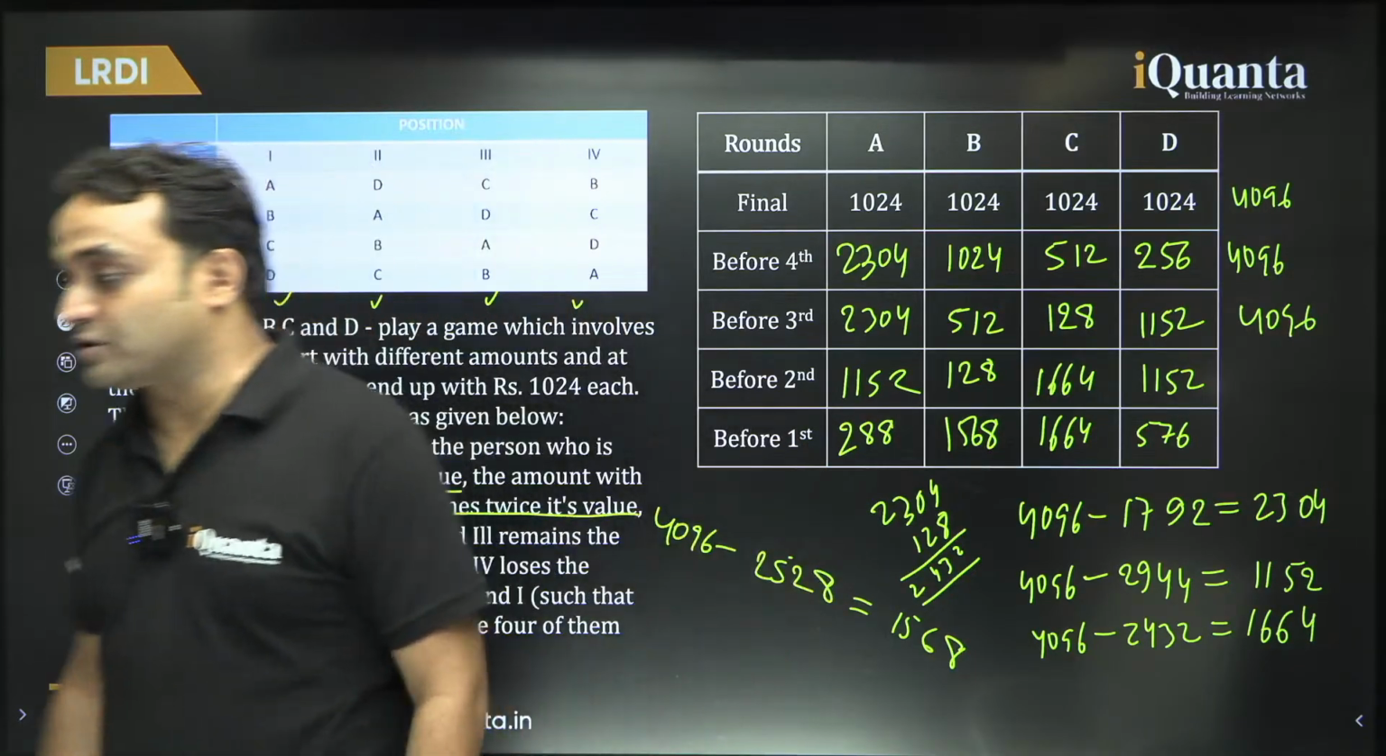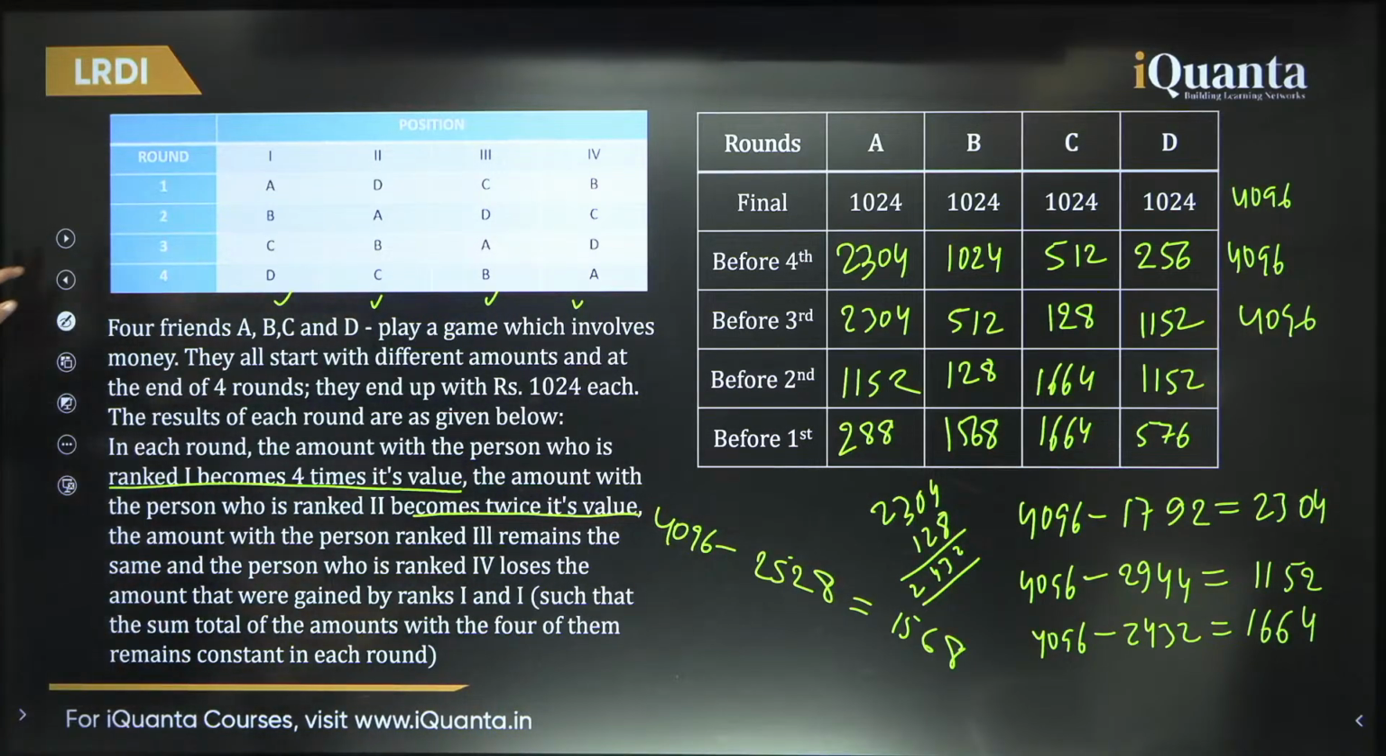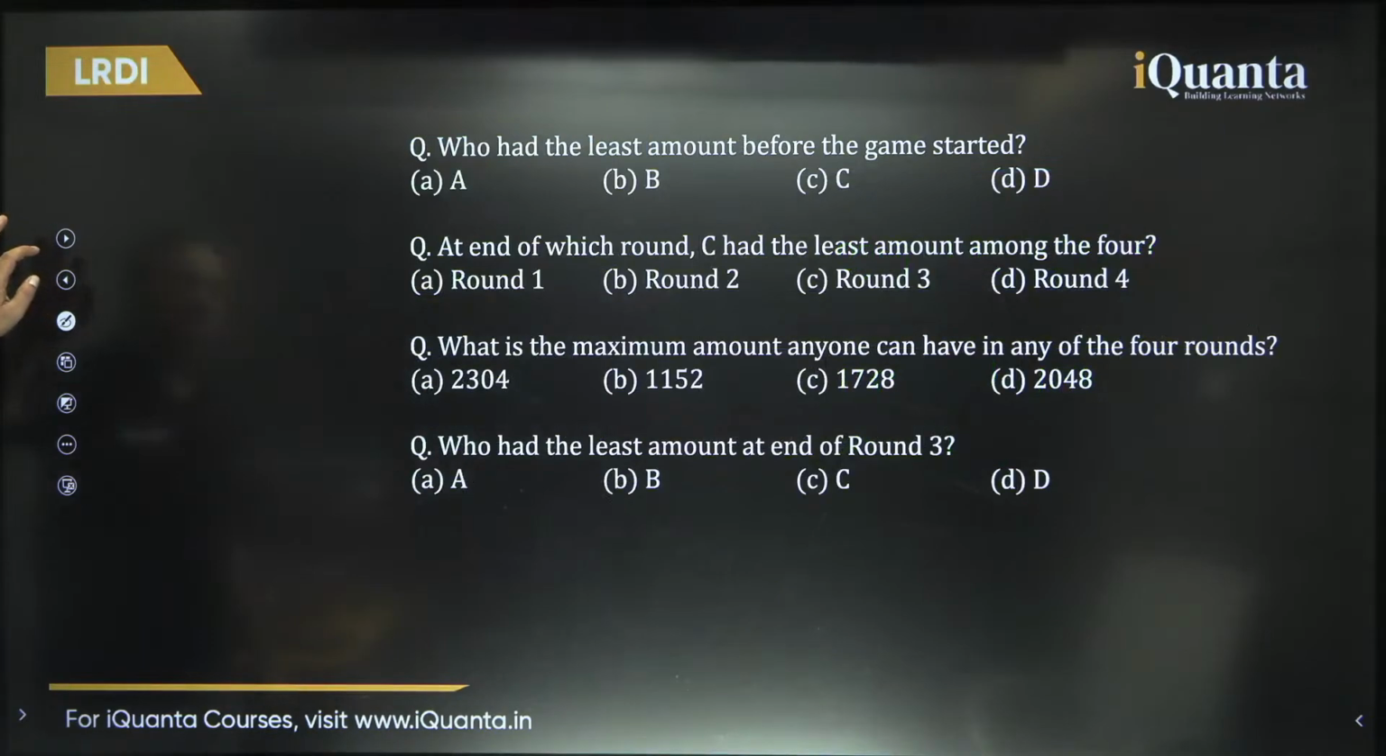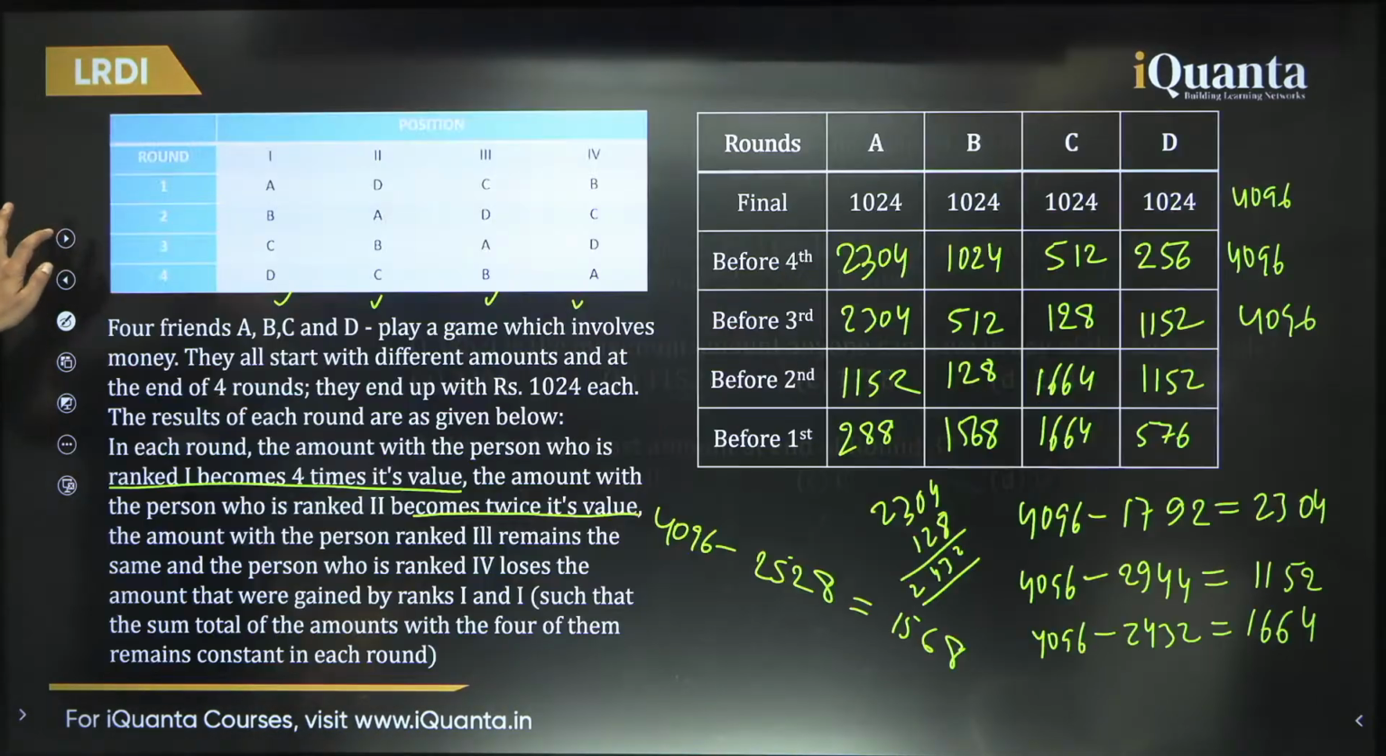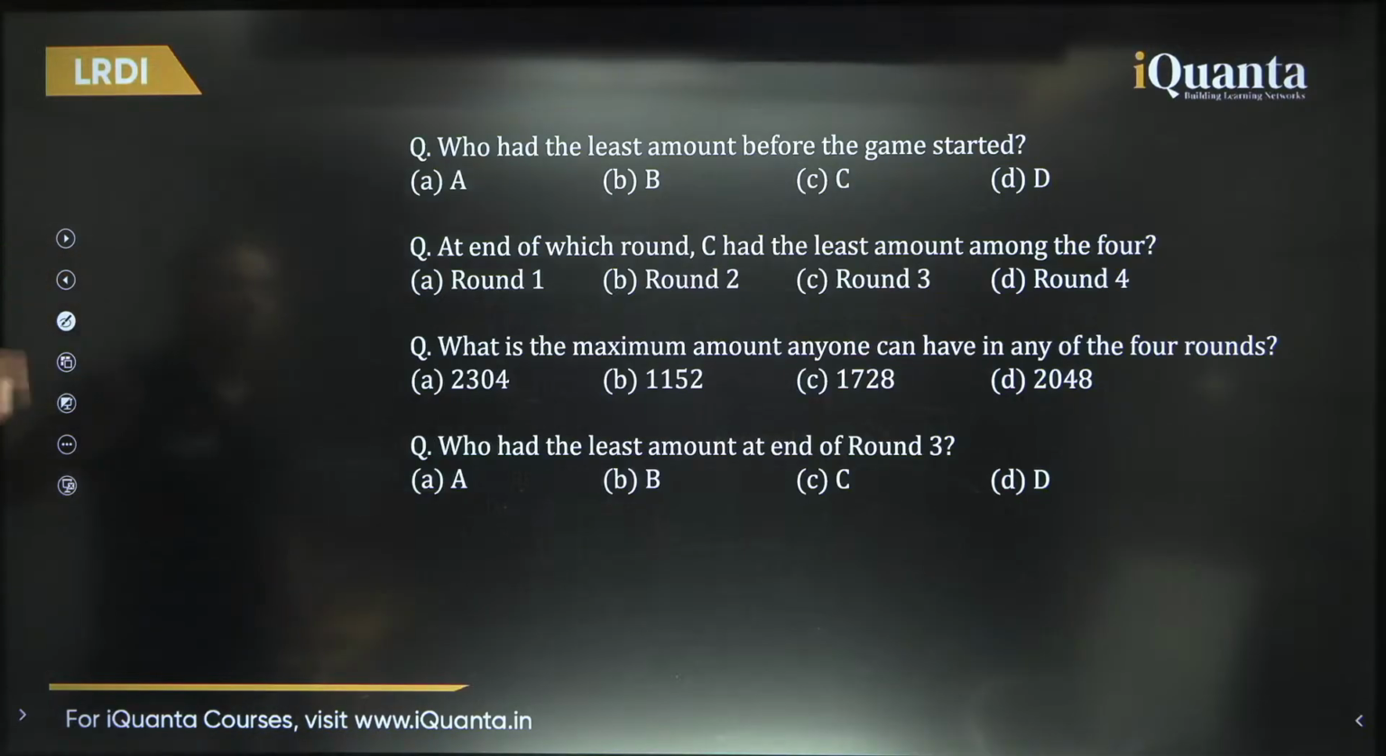Now we should be able to solve these questions very quickly. So let's check these questions. Who had the least amount before the game started? Least amount, it was D.